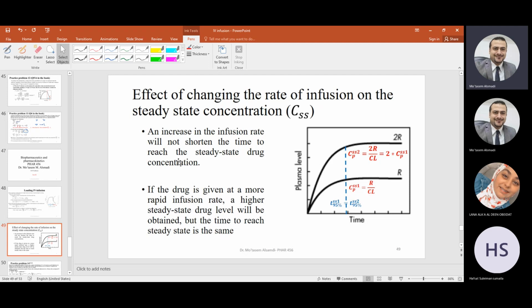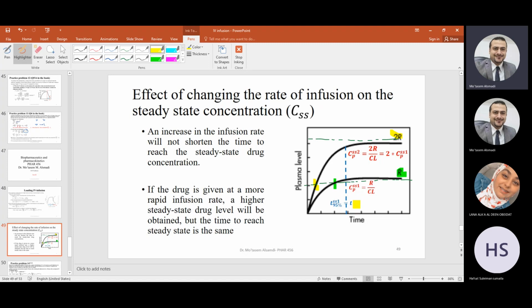Right, so for example, if this is the therapeutic window, okay, this is the therapeutic window. Where's the onset of action from dosing regimen R? Here, right? What about double R? Where's the onset of action? It's here, right? So you are looking for a faster onset of action, not a faster reaching of the steady state.